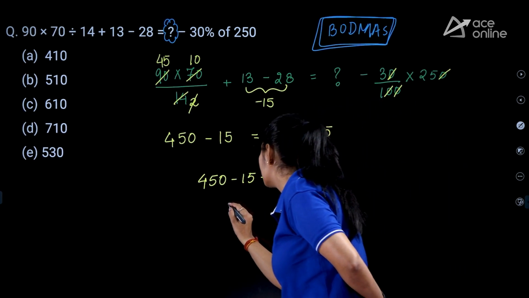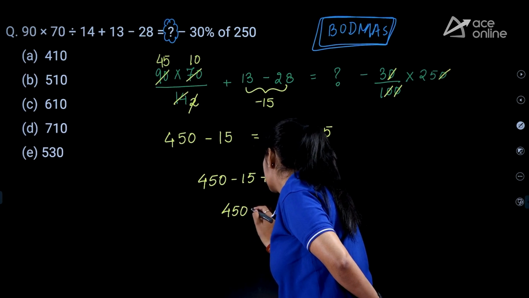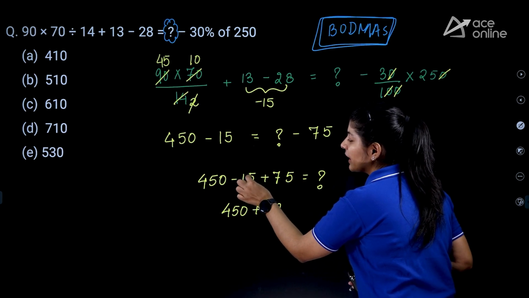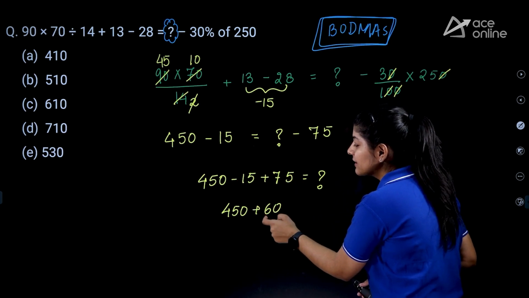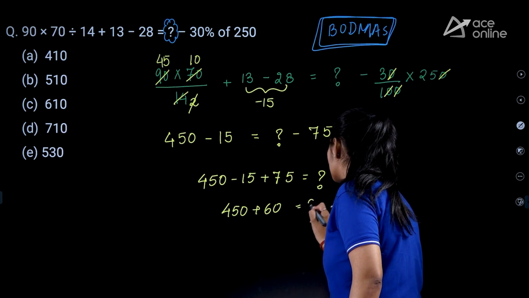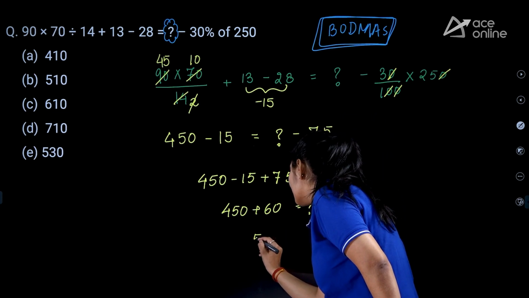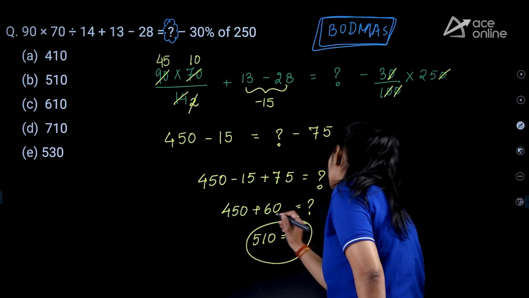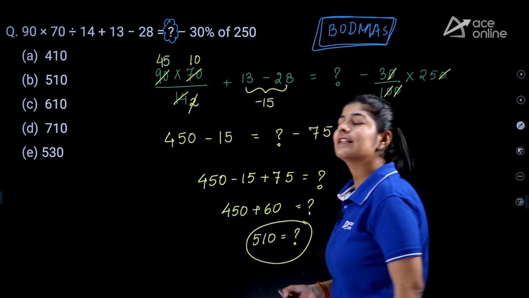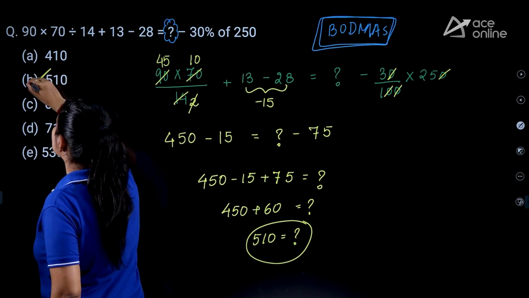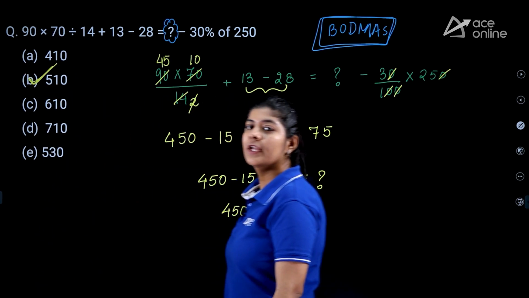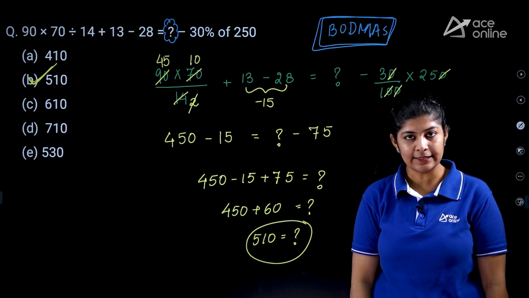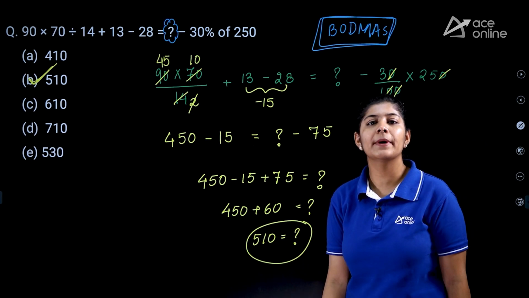I know that it will become 450 plus 60, because when I subtract 15 from this one, I will get 60 over here. So this is equal to question mark, and here my answer is 510, that is the value of this particular question mark. So the correct answer for this question is option number B. The correct answer over here is option number B. Is it clear? The correct answer is option number B.